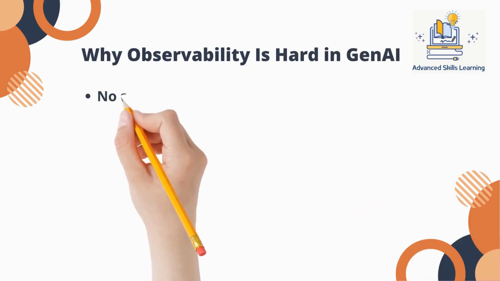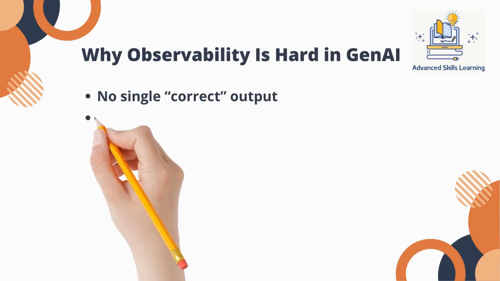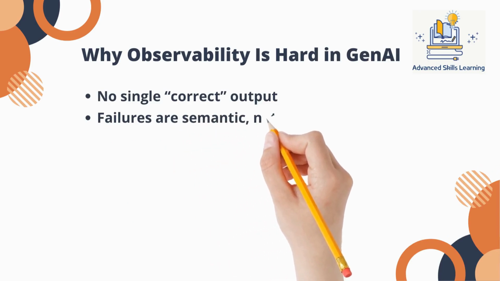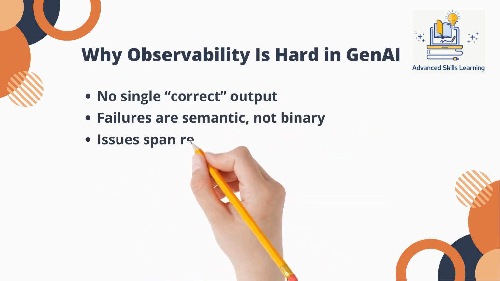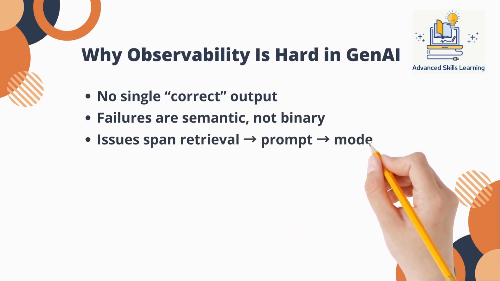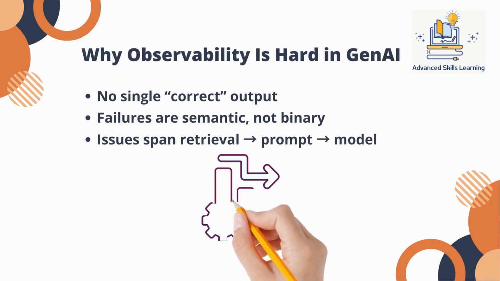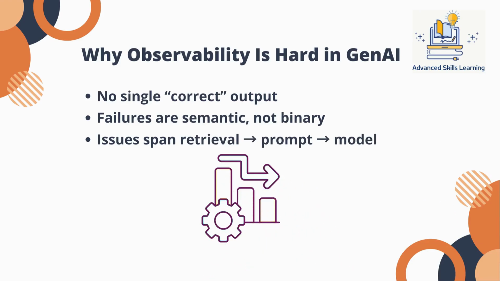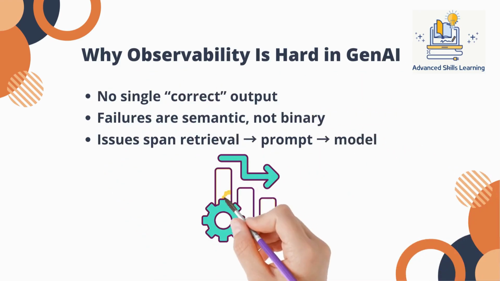Most teams start with the tools they already know: logs, metrics, and traces. Those tools are excellent at answering operational questions like, is the system up? Is it fast? Is it scaling under load? But GenAI introduces a new and much harder question. Did the system behave correctly, in context?